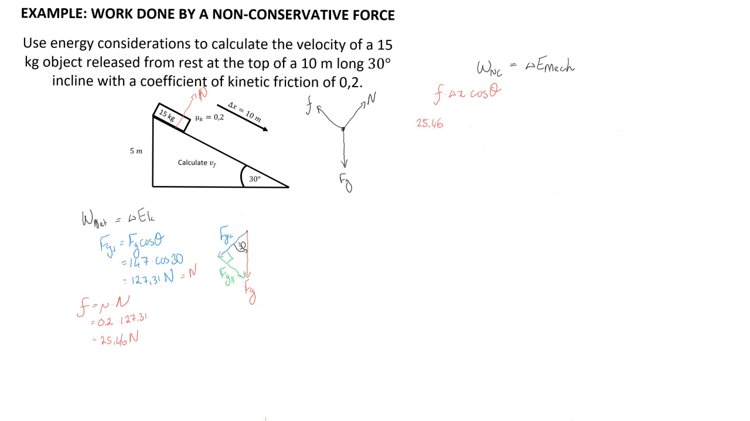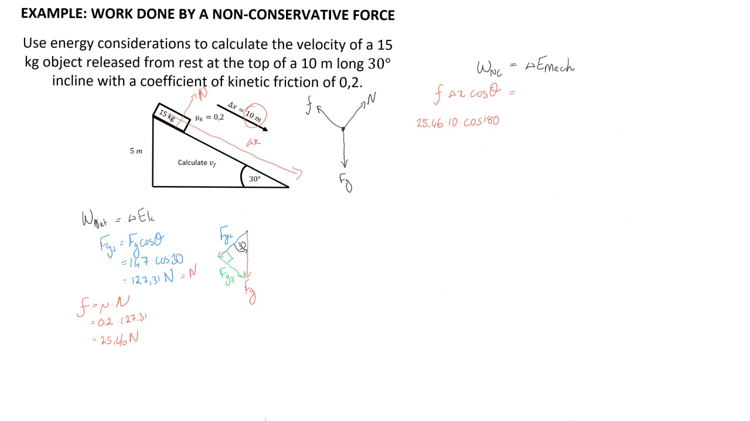So now we can calculate the work that is done by this friction force, 25.46, multiplied by this object's displacement. As we can see, the displacement is down the slope, and the displacement is given to us as 10 meters, so 25.46 multiplied by 10, and we know that the displacement and the friction are always in opposite directions to each other, so therefore cos of 180.